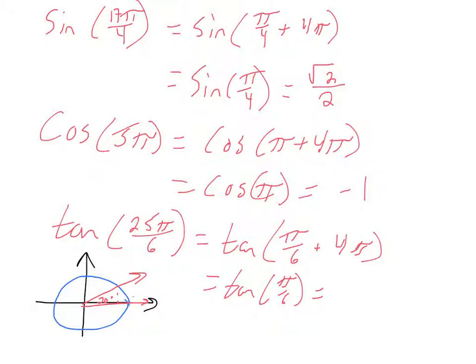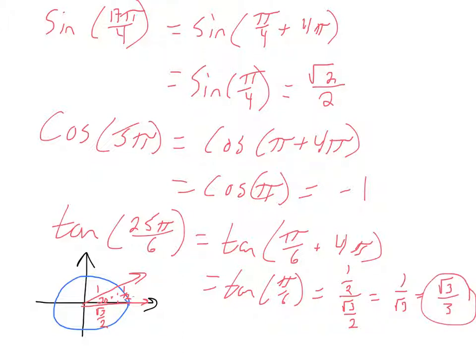So if this is 1, then the side across from the 30 has to be half that. It has to be 1/2. And the other one is going to be square root of 3 over 2. And so my x-coordinate is going to be square root of 3 over 2. My y-coordinate is going to be 1/2. So it's y over x. So it's going to be 1/2 over square root of 3 over 2. And that's going to give us 1 over square root of 3, which, if we rationalize it, ends up being square root of 3 over 3.